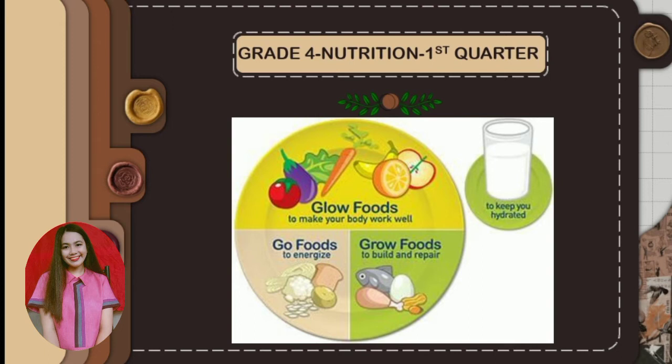Next is the Grow foods. The Grow foods contain the milk and the meat and beans group foods that help the body grow and develop strong bones and muscles. Children learn that Grow foods help me grow bigger and stronger.